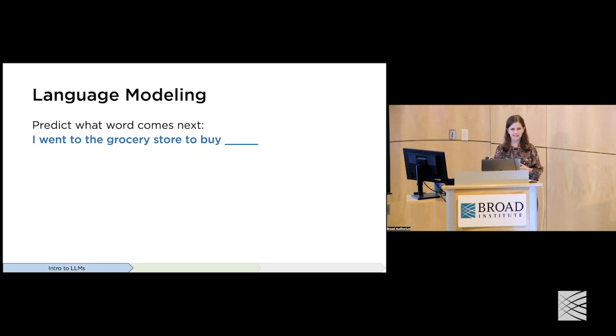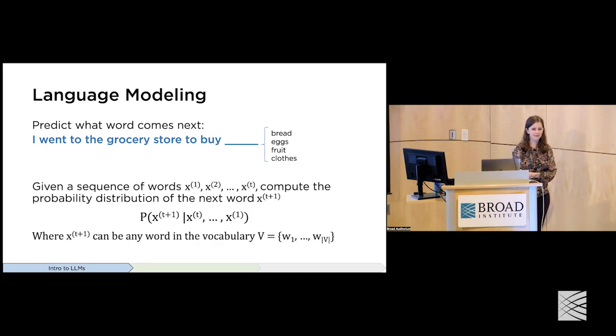So given the sentence, I went to the grocery store to buy blank, you could imagine filling in that blank with multiple different words. Bread, eggs, fruit are probably more likely than clothes, given that you're purchasing something at the grocery store. More formally, given a sequence of words x1, x2 through xt, you want to compute the probability distribution of the next word xt plus 1. And xt plus 1 can really be any word in the vocabulary that you define.